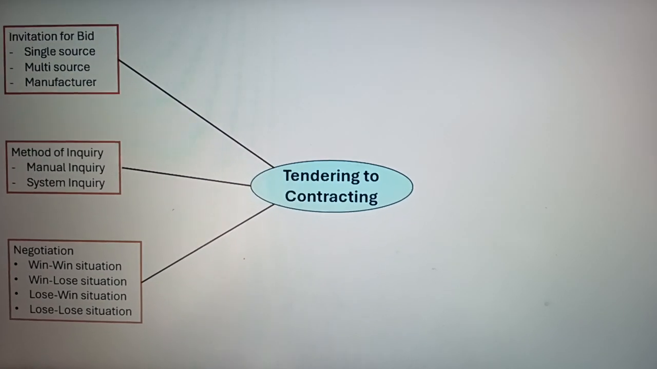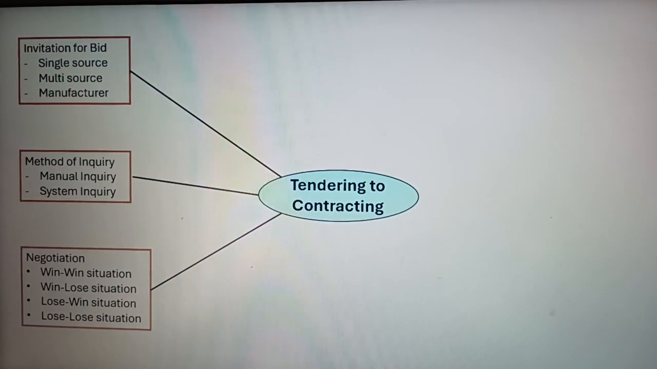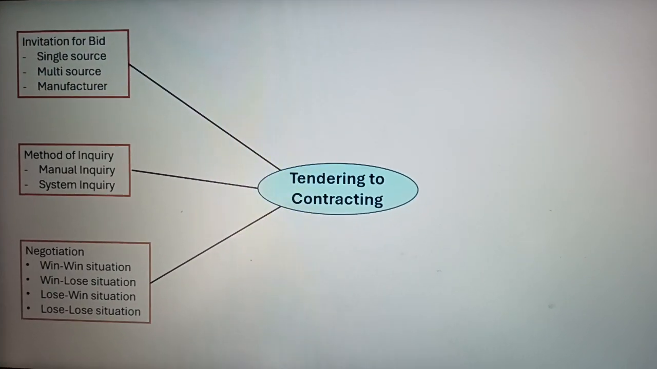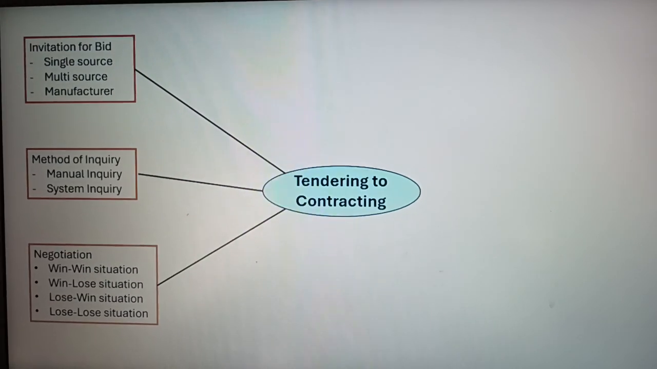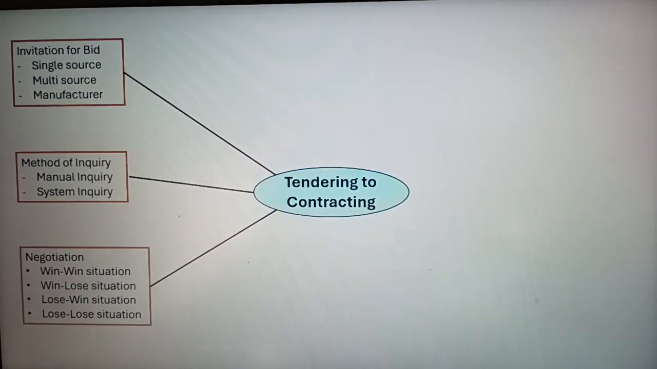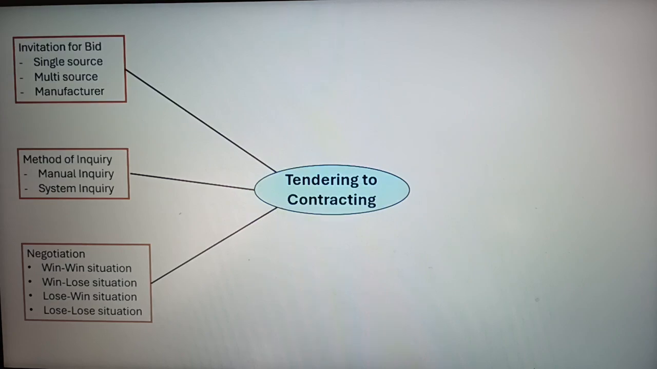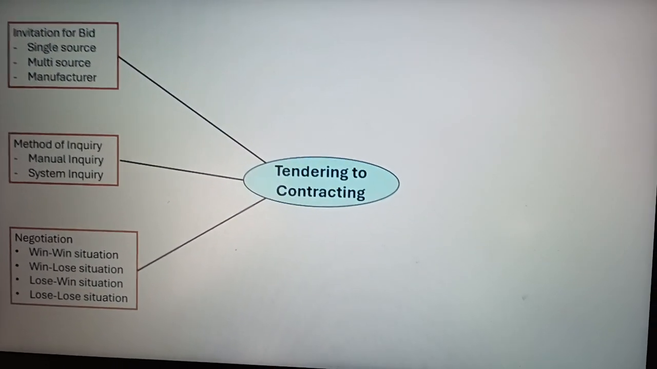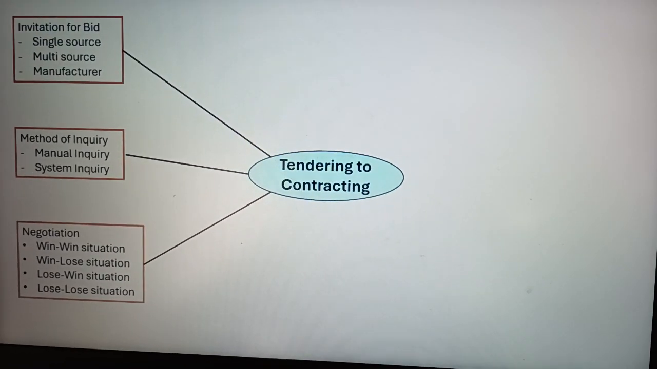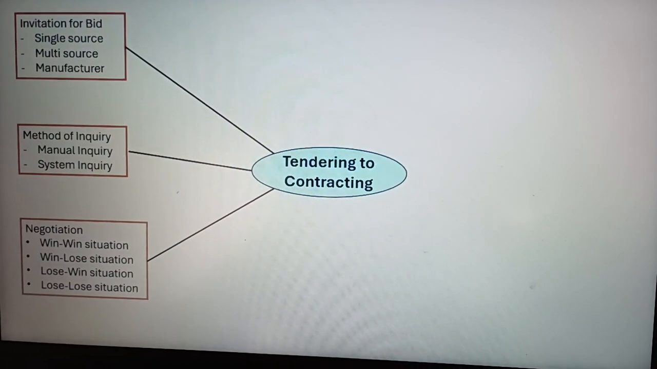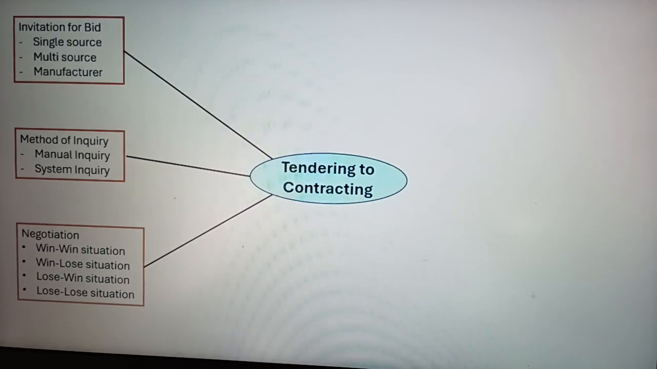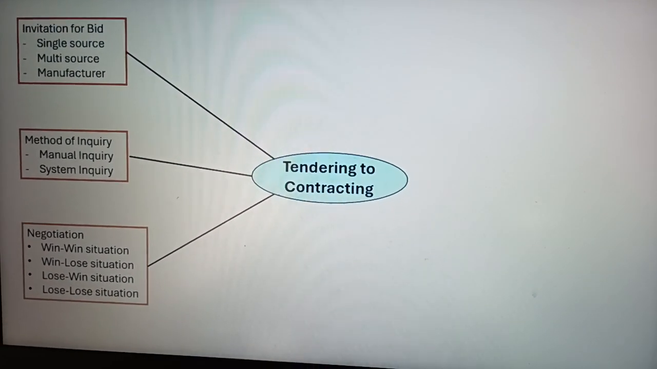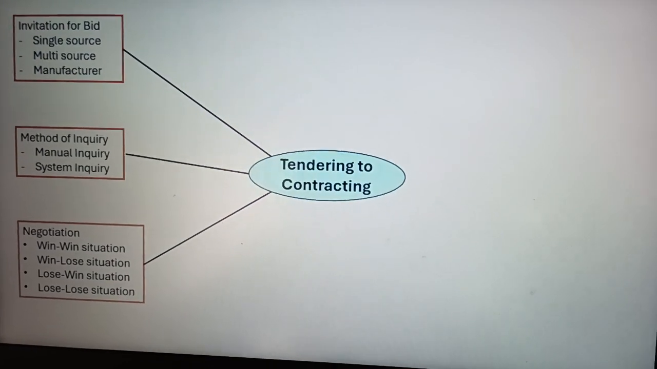In negotiation, there are mainly four situations. There is a proverb in English that the best negotiator is the best listener, a good listener. So negotiation is not only discussion, it also means you have to listen to the vendor or contractor and understand what they are giving to us.